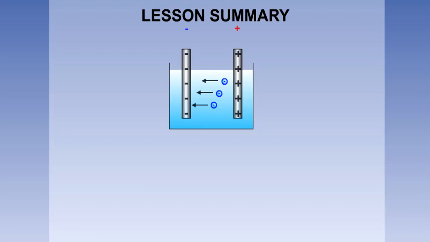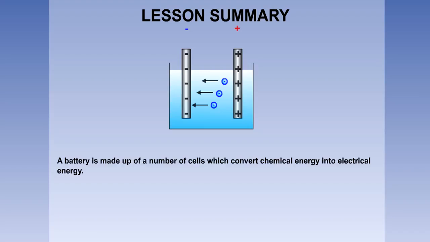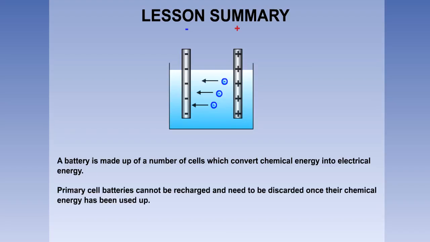That is the end of the lesson. You now know that a battery is made up of a number of cells, which convert chemical energy into electrical energy. You also know that primary cell batteries cannot be recharged and need to be discarded once their chemical energy has been used up.